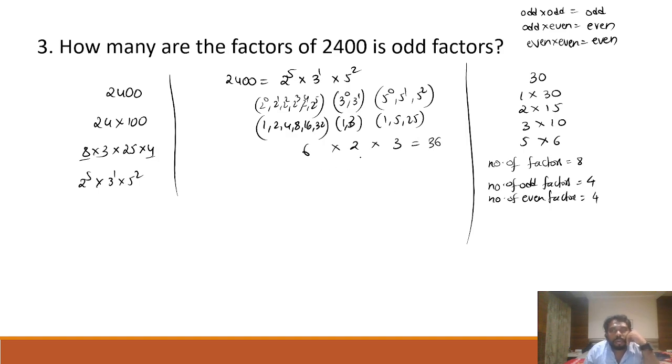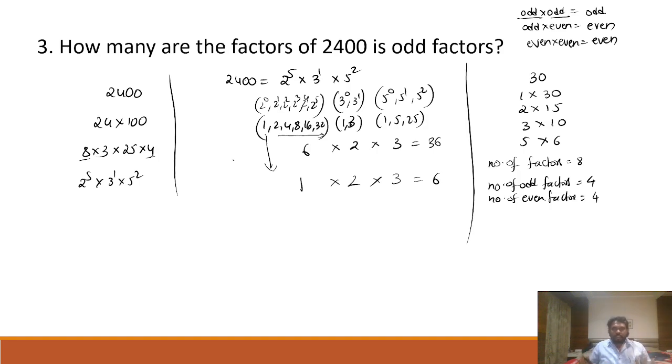Correct. I just told you, an odd number multiplied by an odd number only will give you odd. So if you see 2 power 5, you have all the even numbers except 1. So I need to take this 1 into the count, and for 3 power 1, it would be 1 and 3, 2 odd numbers. So these are the 3 odd numbers, so 1 times 2 times 3 is 6.